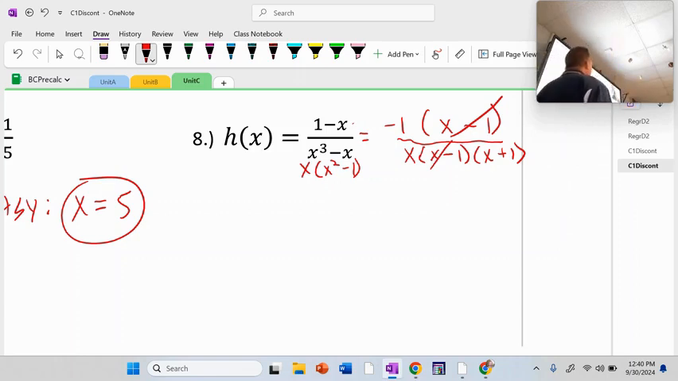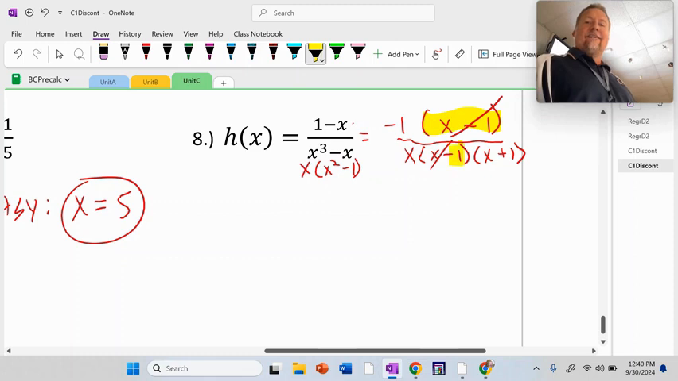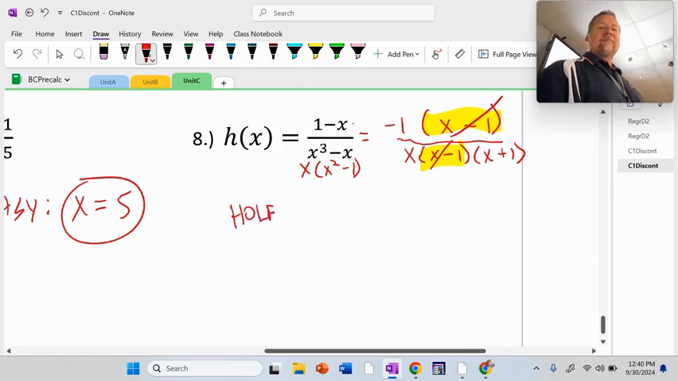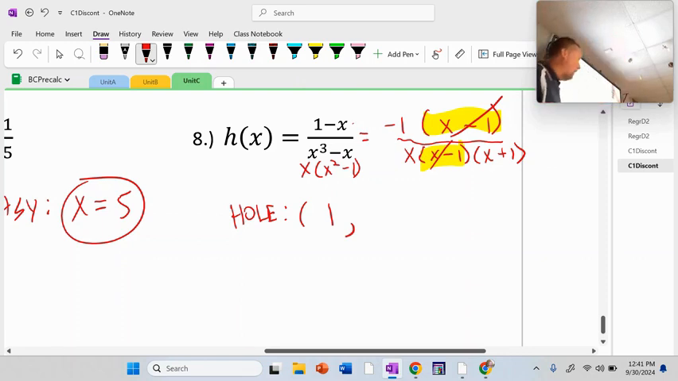Okay. Anyway, those cancel. So what does that make? What does that make that? And then what is the x coordinate of the hole? Somebody asked me last hour. They're a good student though. I'm just reaffirming. So what's the x coordinate of the hole? 1, the 0 of that.